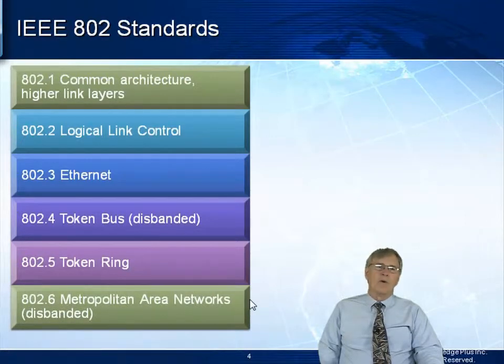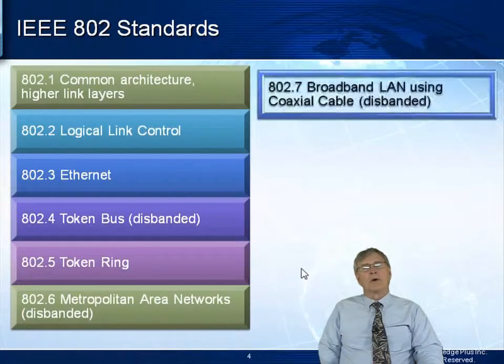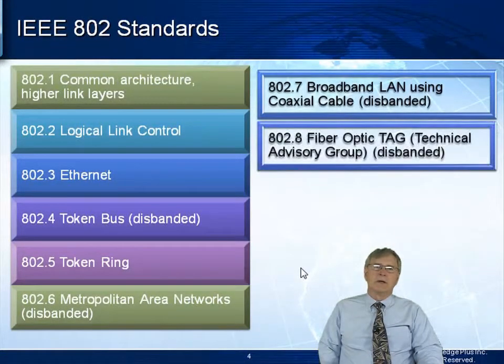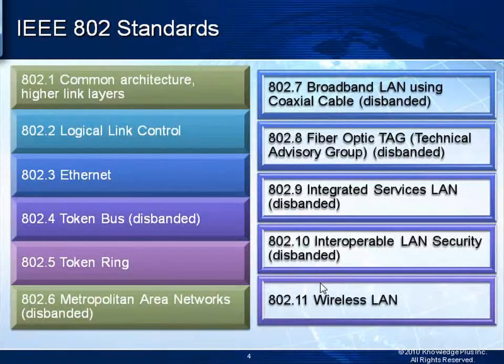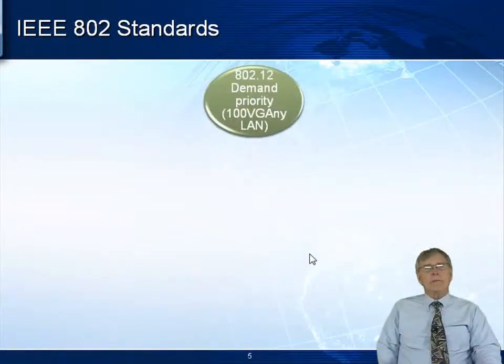Let's talk about a few more. 802.6, a metropolitan area network protocol. 802.7, broadband LAN using coax, done away with. 802.8, the fiber optic technical advisory group, disbanded. 802.9 disbanded. 802.10 disbanded. 802.11, well, alive and well, and we'll talk about that in more detail as we go through the modules. Some others that we might take a look at.